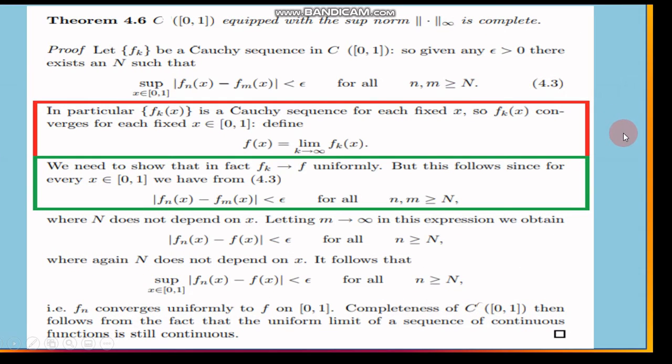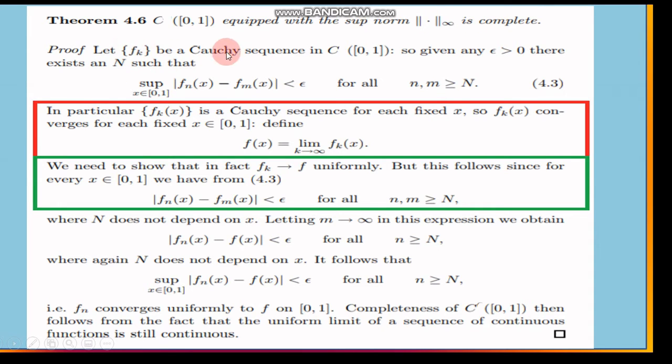Okay, next consider another example. The set of all continuous functions on the closed interval [0, 1]. Generally, if you want, you can write it as C[a, b]. Clearly we know that it is a normed space with respect to the sup norm. We have to prove that it is a complete space, that is, we have to prove that it is a Banach space.